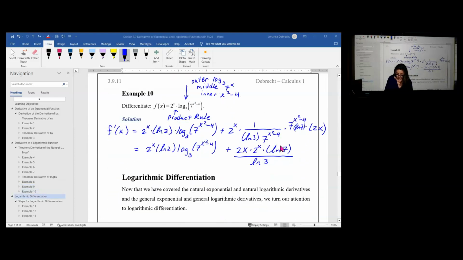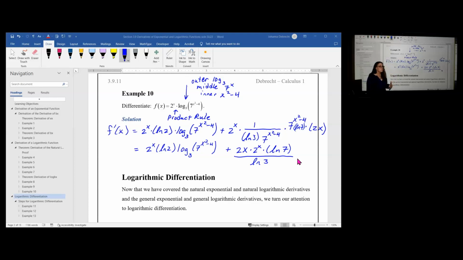Let's look at example number 10. 10 has both the product rule and a 3-layer chain rule. The chain rule has log base 3 for the outside, 7 to the x for the inside, middle, and x squared minus 4 for the innermost layer. This is multiplied by the exponential function 2 to the x.